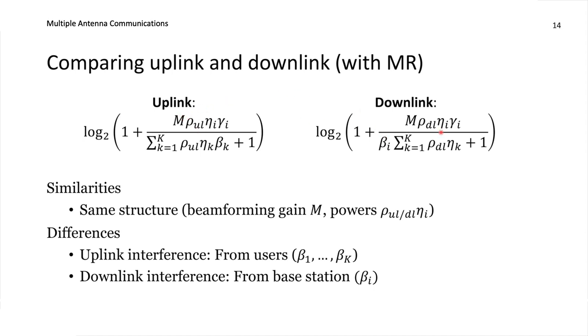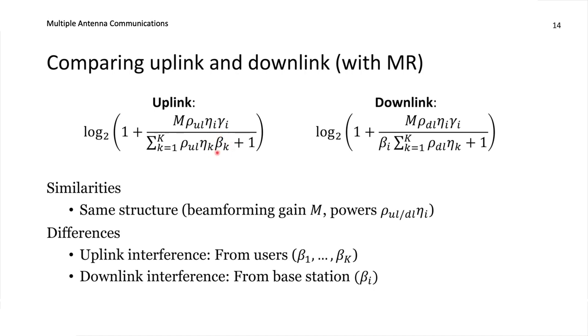We have a similar structure also in the denominator. So we have a noise variance 1, and we have a summation over the interference for all of the different users. And we have rho downlink eta k as the transmit power for user k in the downlink, and we have rho uplink eta k for the transmit power of the user in the uplink. But one key difference here is that in the uplink, in each of the terms here we have a different beta k. So the interference from user k goes through the channel from that user to the base station. So therefore the large-scale fading coefficient of user k is showing up here.